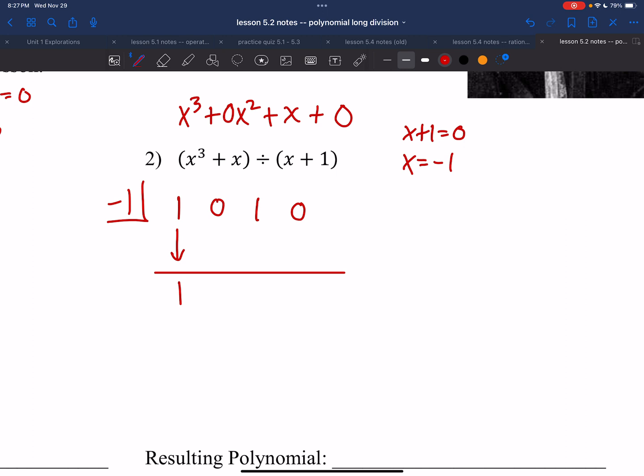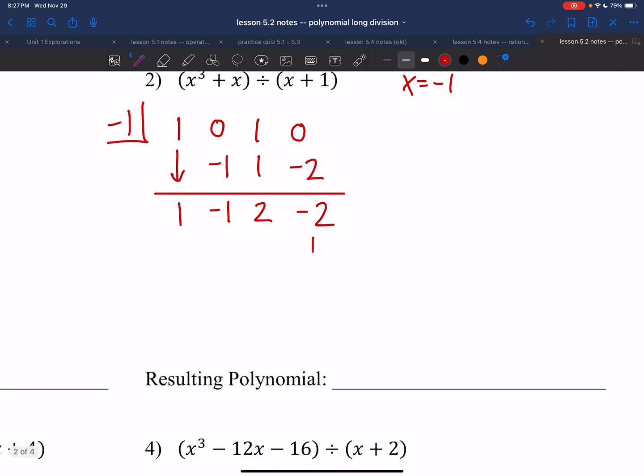1 times -1 is -1. 0 plus -1 is -1. -1 times -1 is +1. 1 plus 1 is 2. 2 times -1 is -2. And 0 minus 2 is -2. Aha. So now how do we make sense of this, right? This is the remainder. This is the constant. This is the linear x to the 1. And that's the quadratic term, x squared.